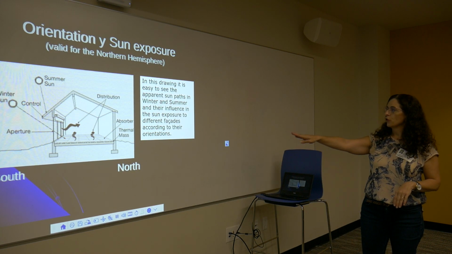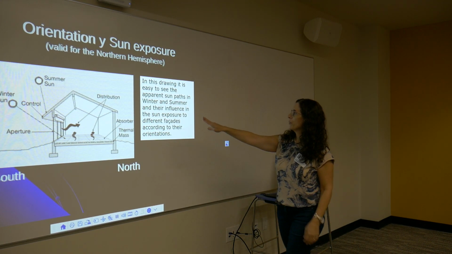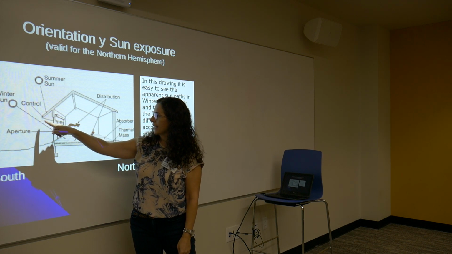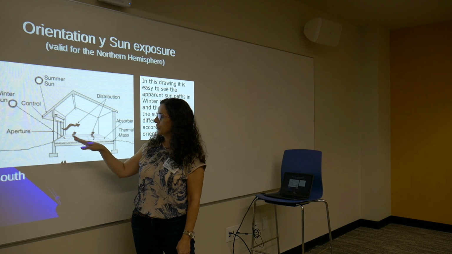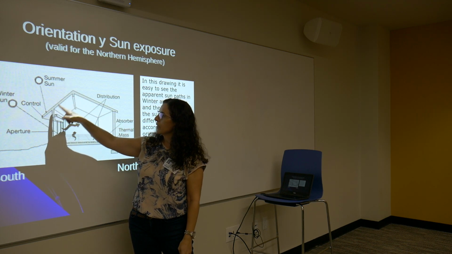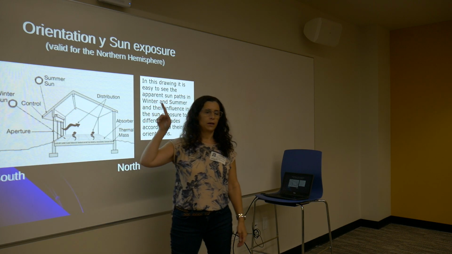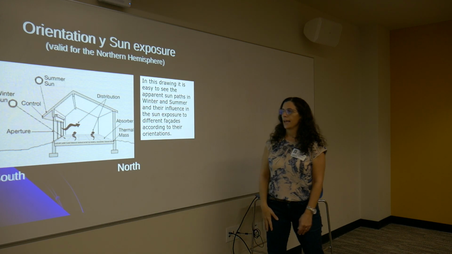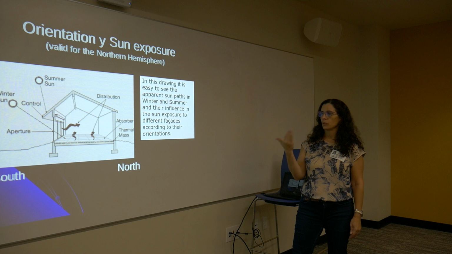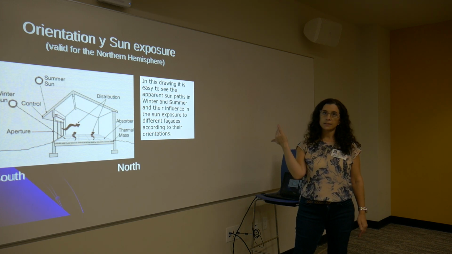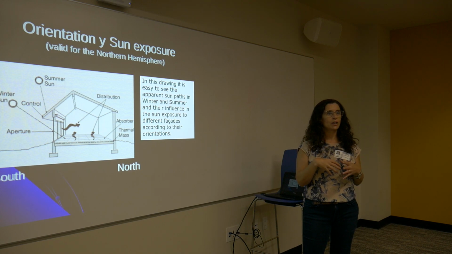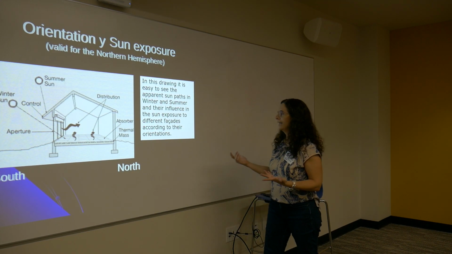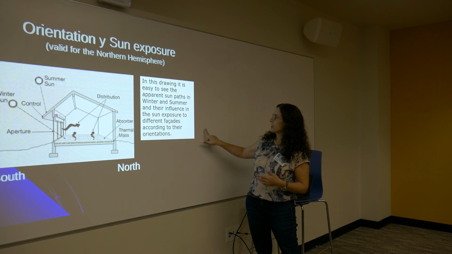But in this drawing that I put here, it's easy to see the apparent sun path in winter and summer. So in winter, the sun is lower, so it can reach the interior to be used for passive heating. And in summer, you need to design either awnings or overhangs to protect the glazing or the window from direct sun. Because once the sun hits the glass, it's hard to control, even if you put double glazing or screens. It's still very hard to do.